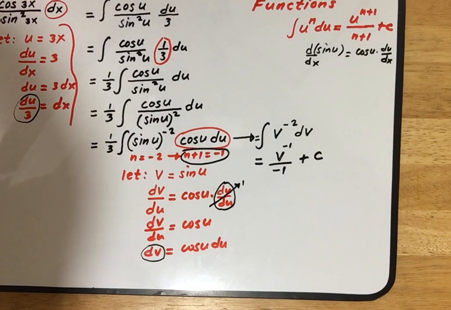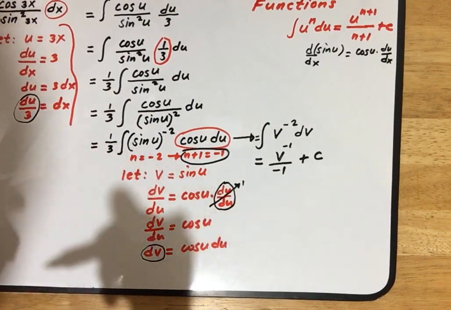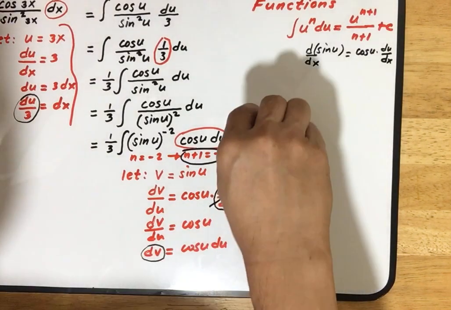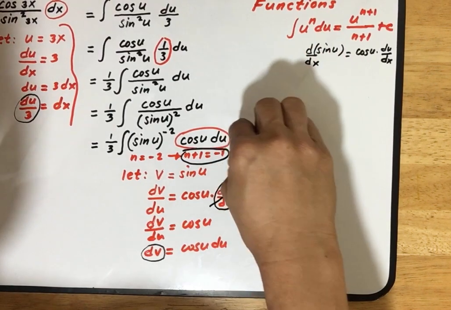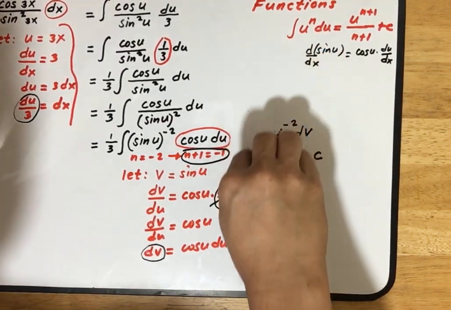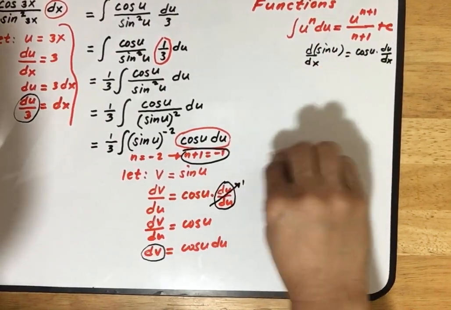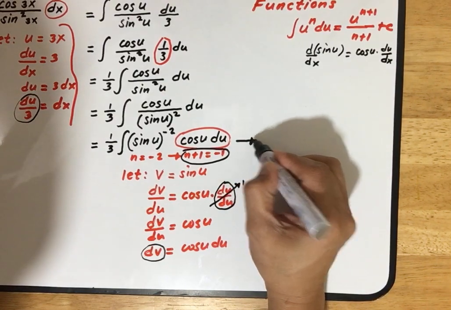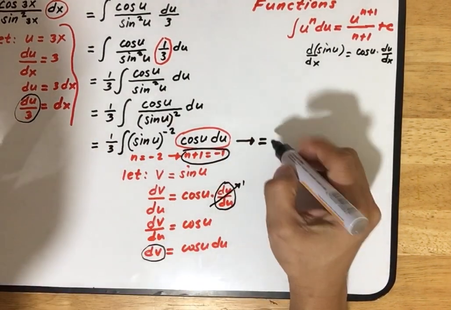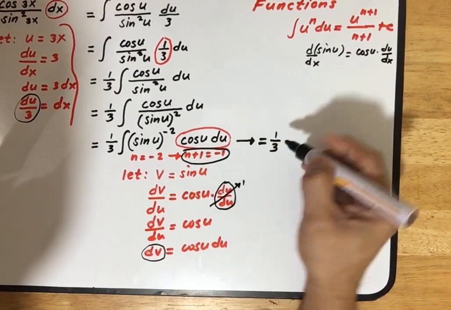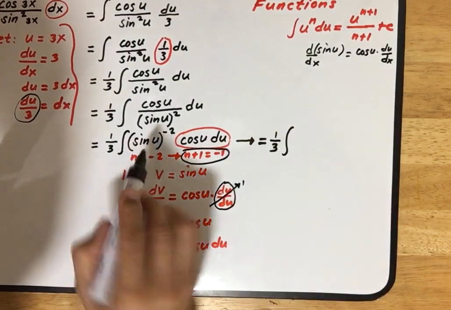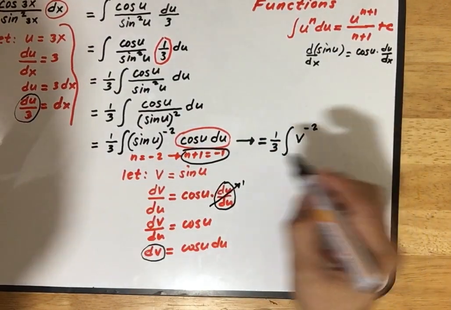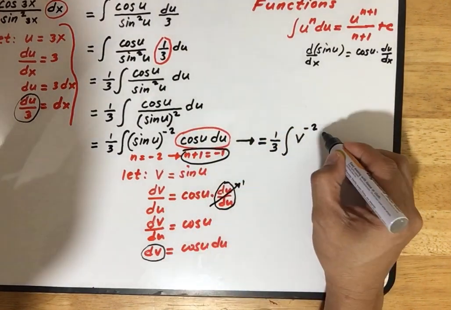By the way, class, we forgot something, because we have 1/3 here. We have to write that 1/3 also. Sorry, I forgot the 1/3 here. I will rewrite it. So this is 1/3 integral of, we let this equal to v, so this is v, then the power is minus 2, then times cosine u du, which is equal to dv.